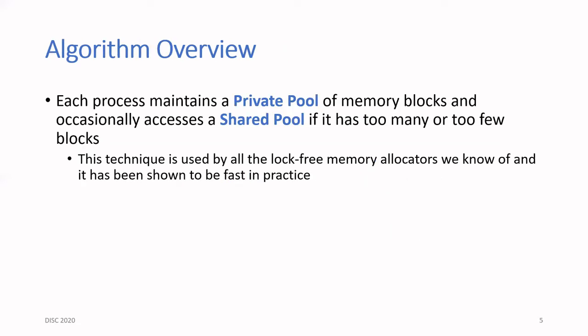Our algorithm is actually very simple. We maintain a private pool of memory blocks for each process, and in the common case, most calls to allocate and free will be handled by these private pools. We also maintain a shared memory pool, which is used to load balance the private pools in case one gets too full or too empty. This general idea has been widely used in concurrent memory allocators, and it has been shown to be fast in practice. The specifics of how the private pools and shared pools are implemented differ from algorithm to algorithm. So let's take a look at how our implementation works in more detail.